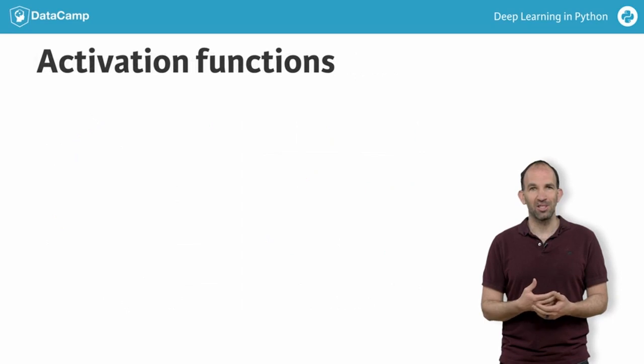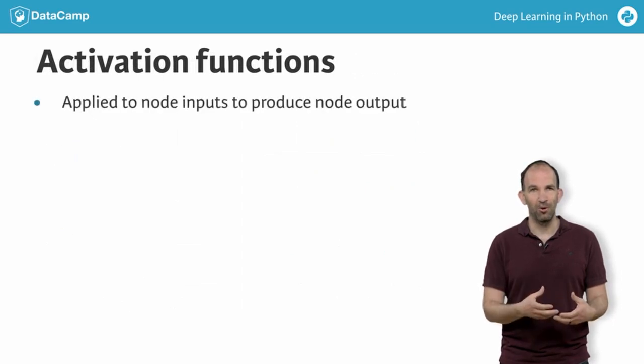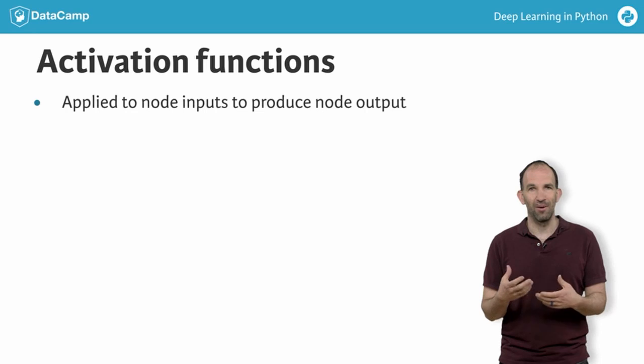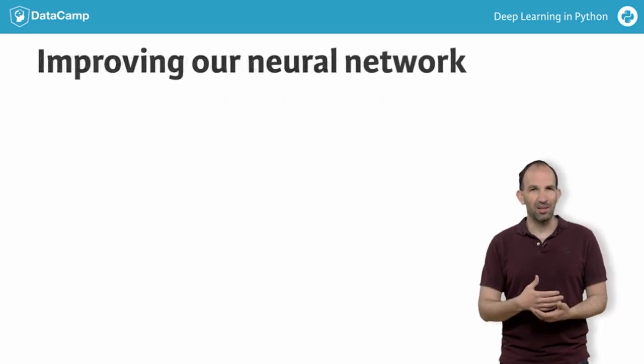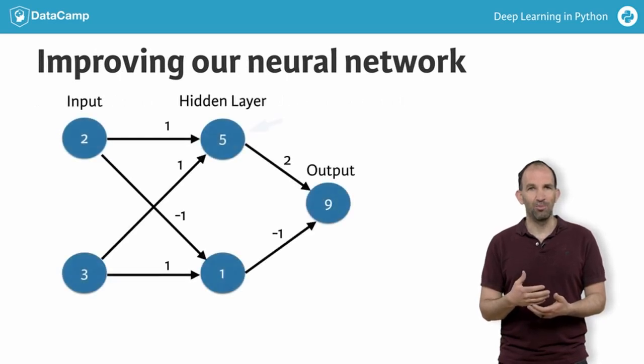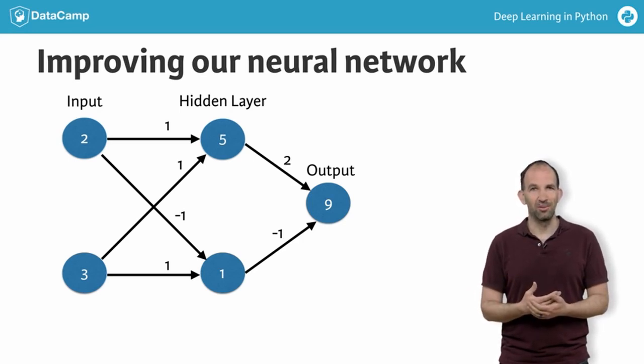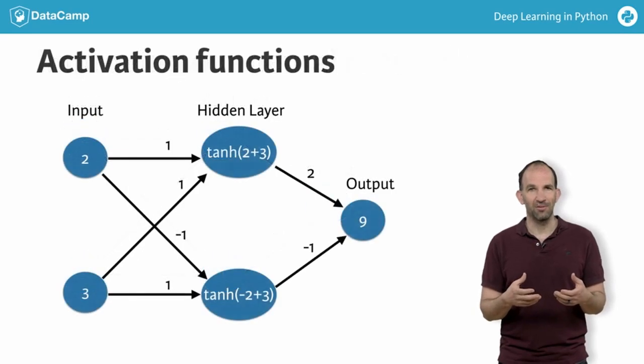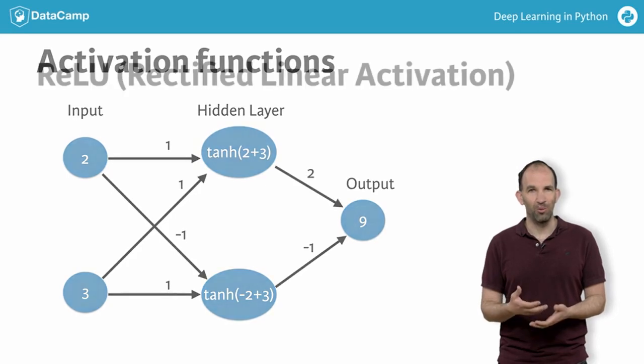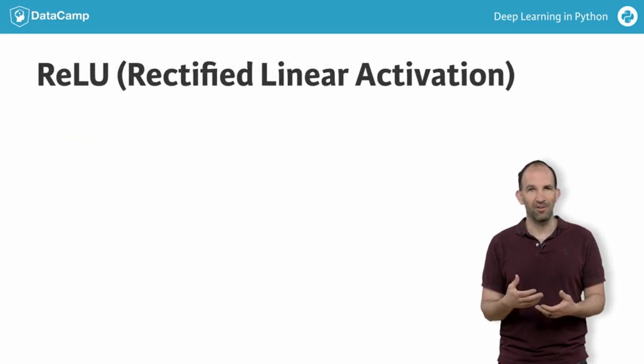An activation function is something applied to the value coming into a node, which then transforms it into a value stored in that node, or the node output. Let's go back to the previous diagram. The top hidden node previously had a value of 5. For a long time, an S-shaped function called tanh was a popular activation function. If we use the tanh activation function, this node's value would be tanh of 5, which is very close to 1. Today, the standard in both industry and research applications is something called the ReLU, or Rectified Linear Activation Function.